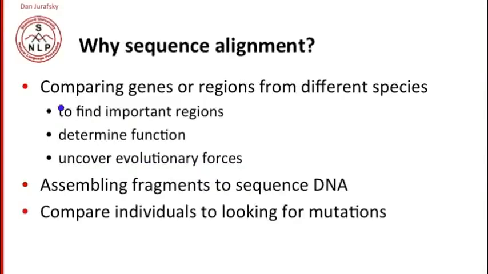We can be finding regions in the genome. We could be discovering functions of genes. We could be looking for evolutionary things by comparing different species. This is also important for assembling fragments, so DNA sequencing. We're going to be trying to assemble fragments, and we want to look for overlapping pieces, and find some matches between them, find that these two pieces match. And we're comparing individuals and looking for mutations, finding places where there are similarities and differences.